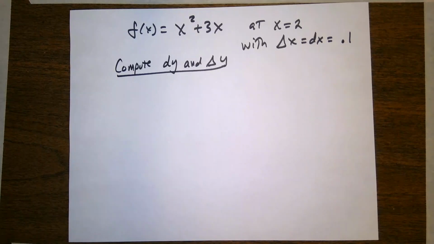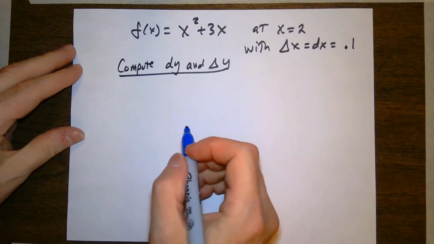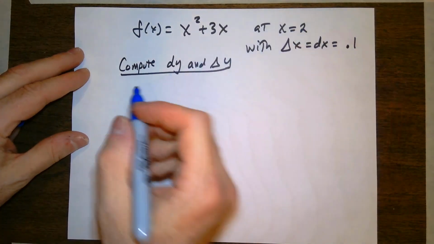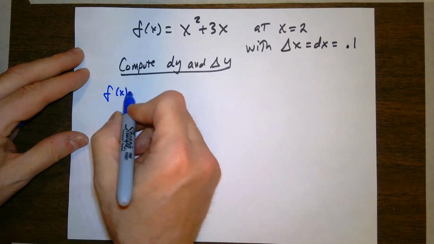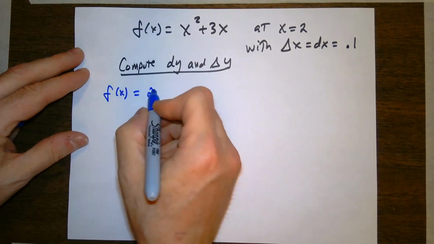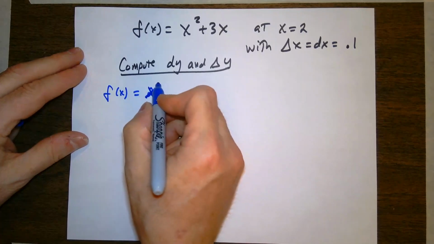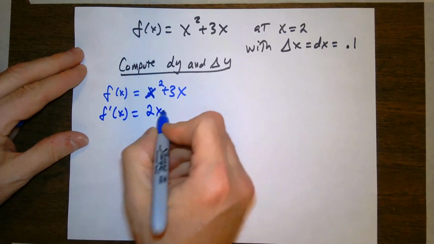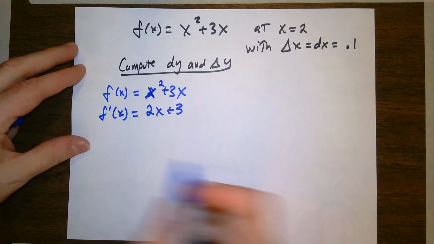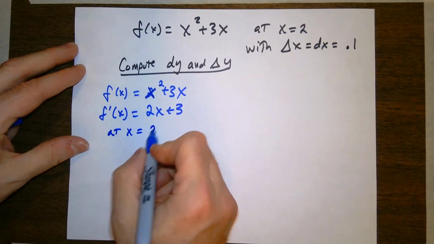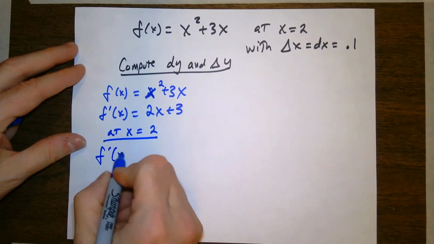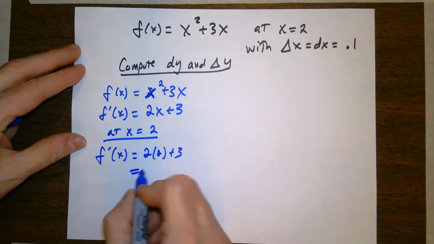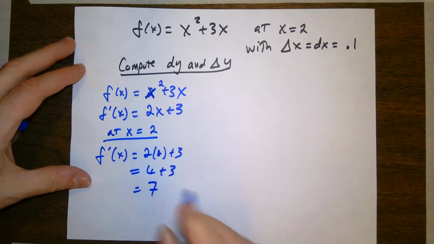All right, here we go. So first, I know I'm going to need the derivative of this function here. I don't know the y value there, do I? I'm going to need to do that at some point. So let's see. F of x equals x squared plus 3x. So the derivative is 2x plus 3. At x equals 2, the derivative at 2 is 2 times 2 plus 3. 4 plus 3 is 7.